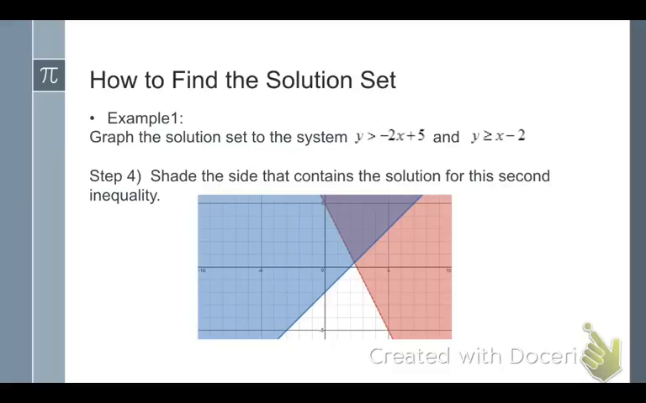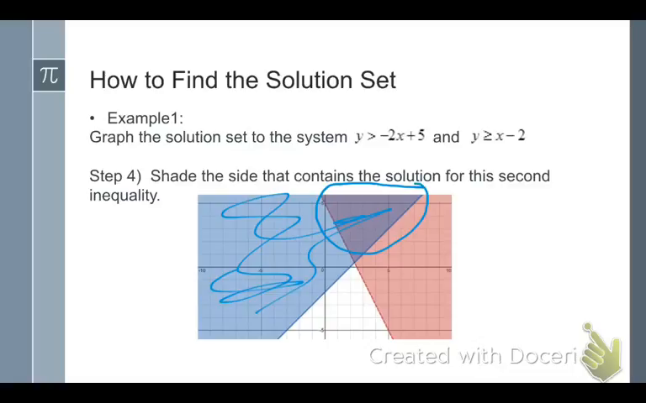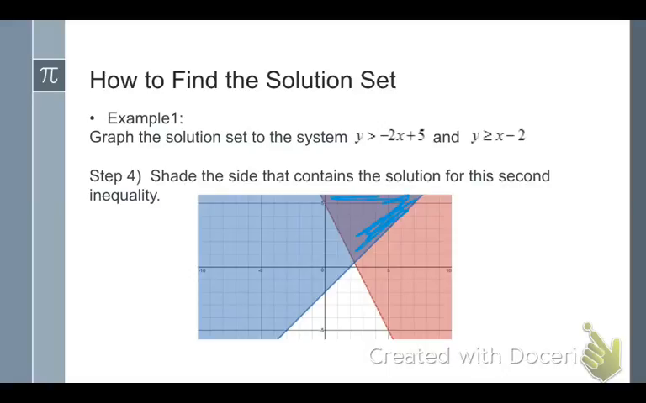And you can see in this blue area here, this is the whole solution to that second one, but what's of interest for a system is this area where both are shaded. This is my solution, so you would note this as the solution area. You would have to let somebody know you knew that was the solution, not just draw a picture.